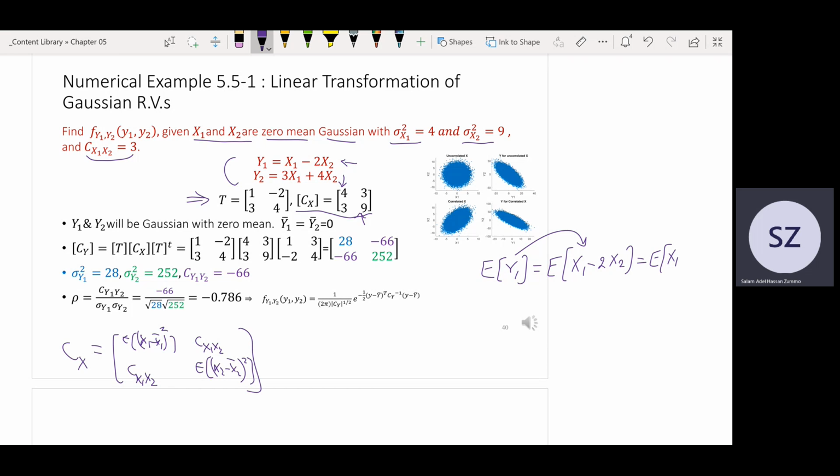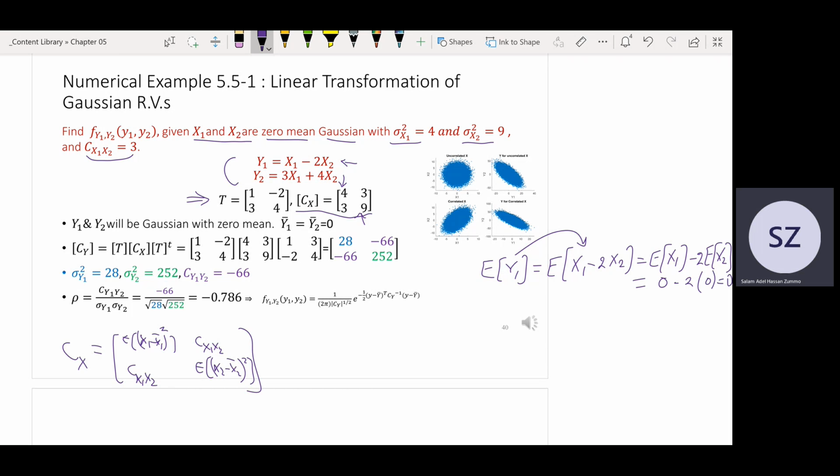I'm going through the details because I want you to know how to go over the details. And then, what is the expected value of x1? It's 0. I gave you it's 0 minus 2 multiplied by, what is this? Another 0. So we have basically big 0.